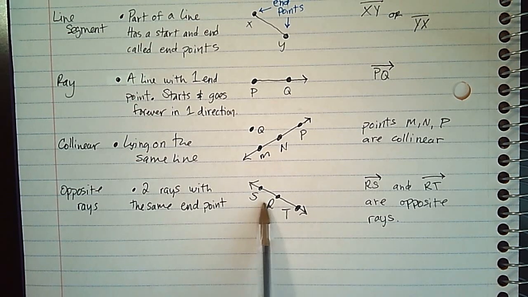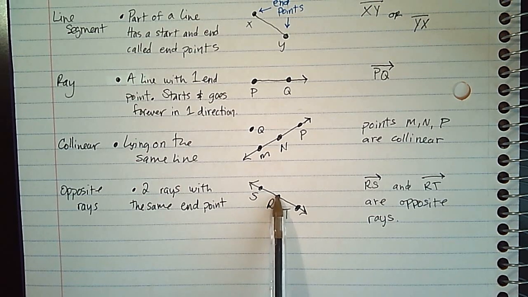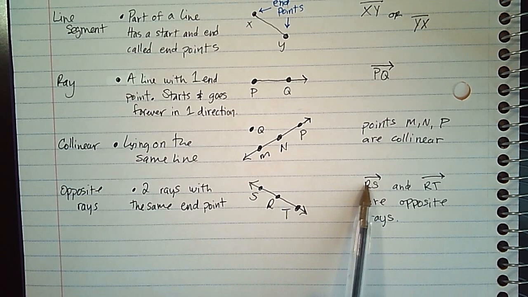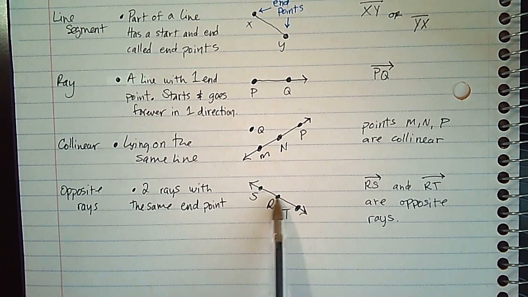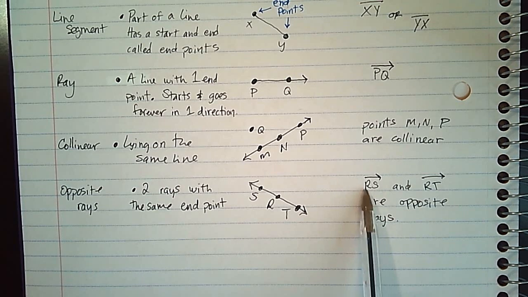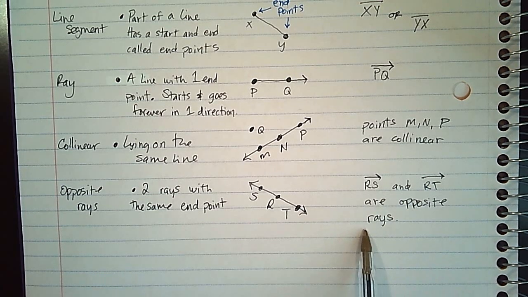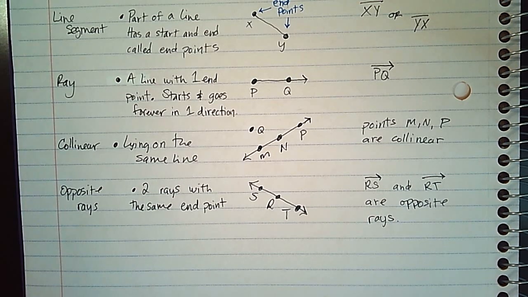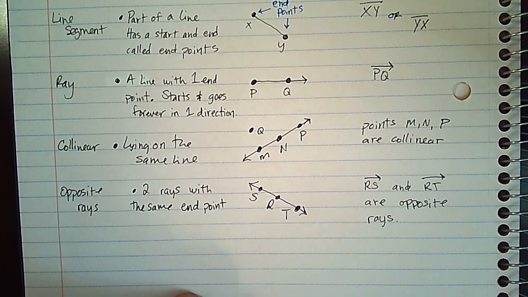But anyway, be sure when you name these, this is RS, and it starts at R and it goes towards S. See? And the other ray is R and it goes towards T. So RT. So ray RS and ray RT are opposite rays. Okay? Those are all the definitions. Now let's do some examples for the assignment.